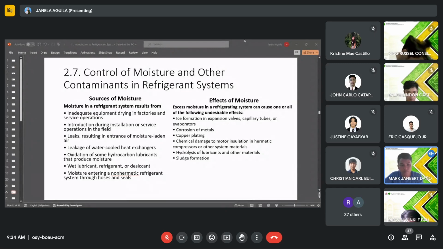Lastly, sludge formation. Moisture can combine with contaminants and degrade lubricants to form sludge or other deposits within the refrigeration system. These deposits can accumulate in critical components gaya ng compressor at heat exchangers na nag-obstruct sa flow paths, reducing heat transfer efficiency, at higit sa lahat yung damaging the overall performance of the system. Next.